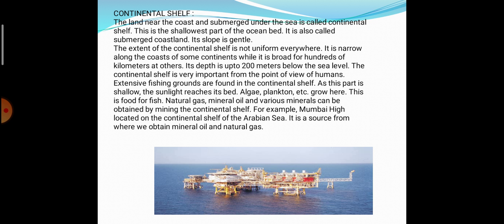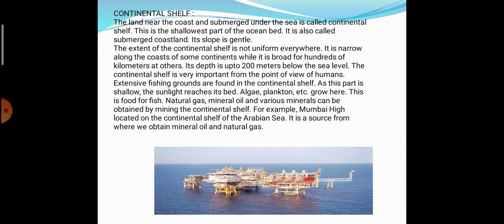The land near the coast and submerged under the sea is called the continental shelf. This is the shallowest part of the ocean bed and it is also called submerged coastal land. Its slope is gentle. It is a shallow part where fishing is carried out on a large scale. The extent of the continental shelf is not uniform everywhere. It is narrow along the coast of some continents while it is broad for hundreds of kilometers at others. Its depth is up to 200 meters below the sea level.